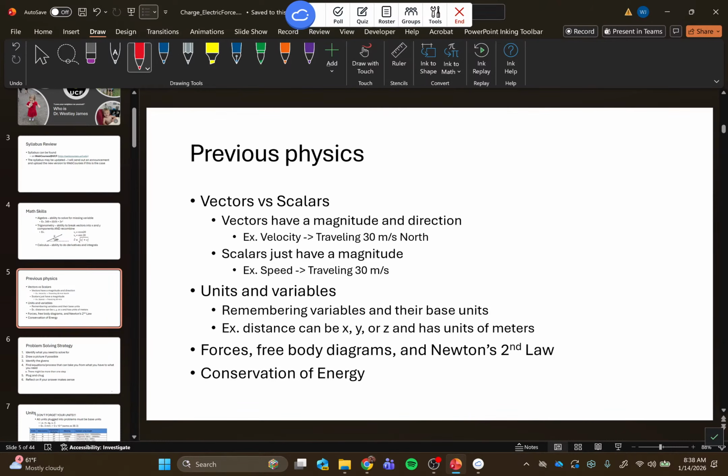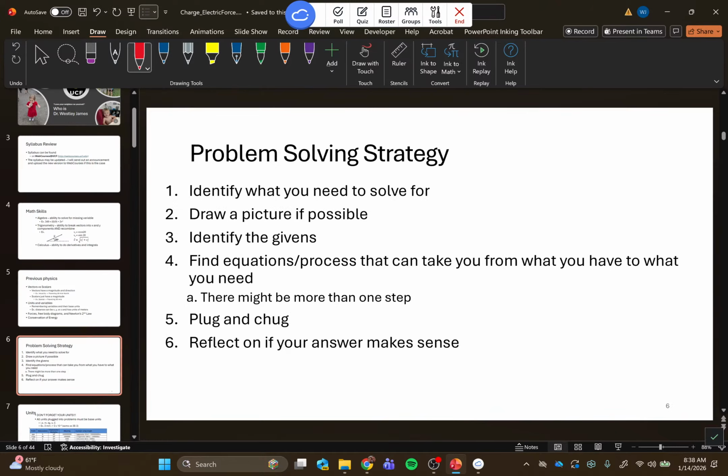The first thing we observed regarding charges and the forces that they exerted. F equals MA, it's Newton's second law. Conservation of energy is going to pop up in like 3 weeks for one type of problem. So, the things used from Physics 1 are still going to show up in this class.